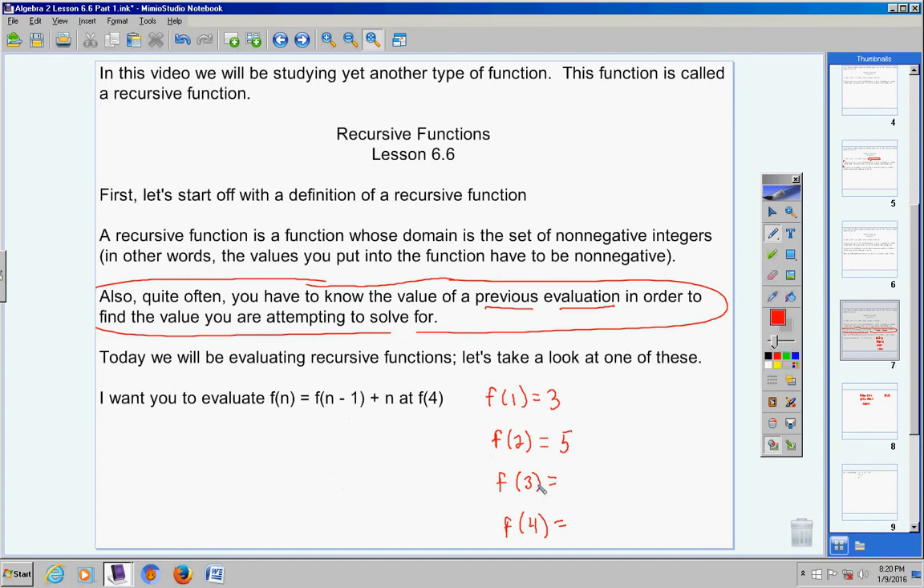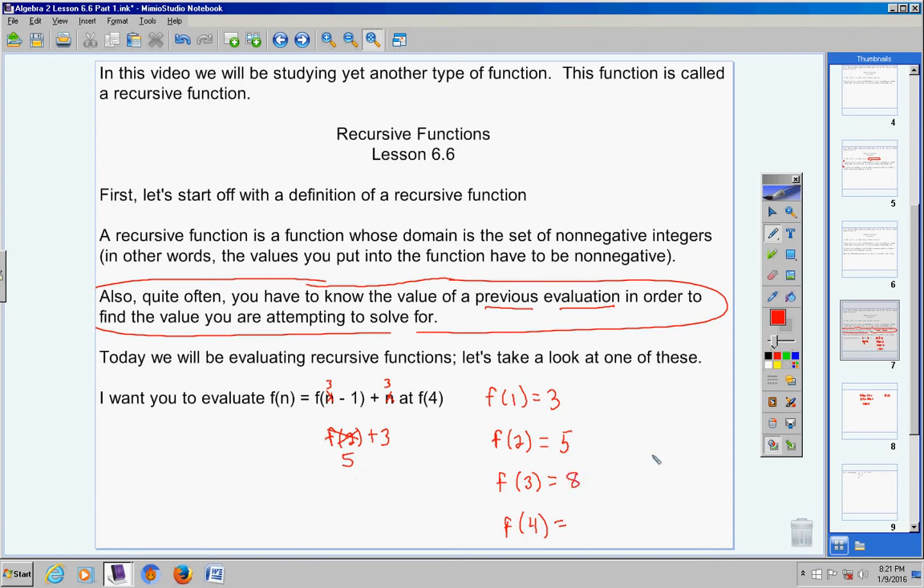F of 3. Let's put 3 in for n. So here's an n, I'll put a 3. Here's an n, I'll put a 3. 3 minus 1 is 2, so now I have f of 2 plus 3. Do I know what f of 2 is? Sure I do, it's 5. So f of 2 is 5. 5 plus 3 is 8.